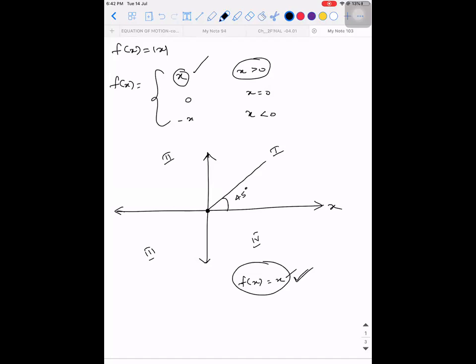Could you repeat your question? When I say x is less than 0, it is restricted to which quadrant? Second and third. So f of x is equal to minus x. This is the graph. Okay, are you able to understand this point? Here it will make an angle.